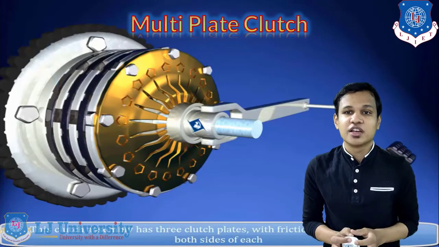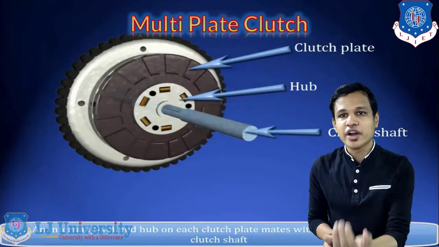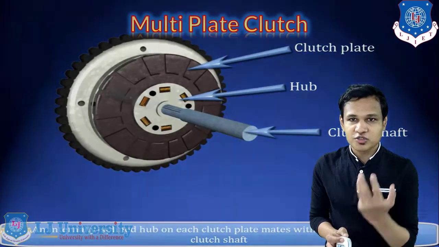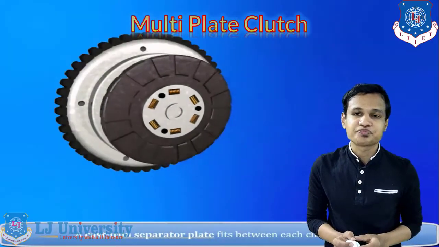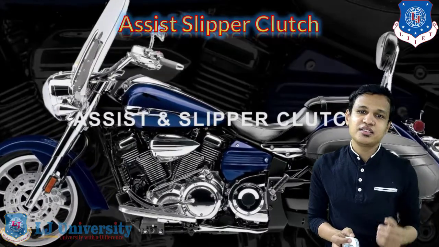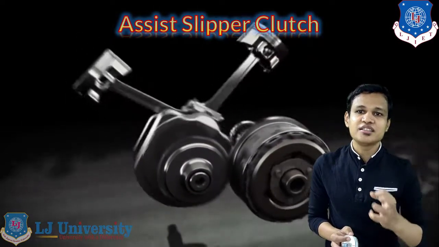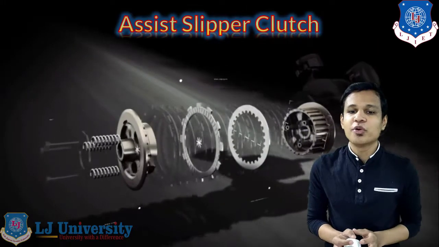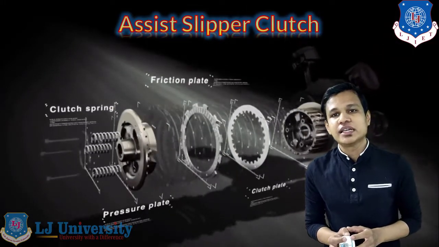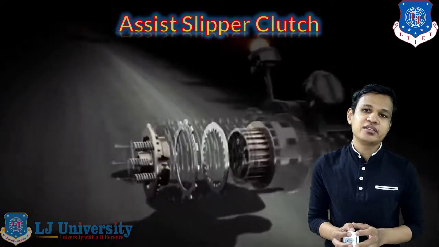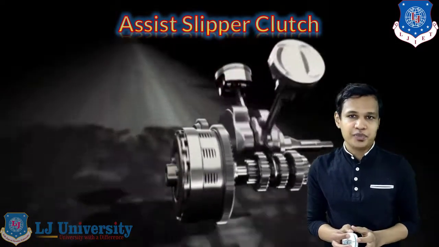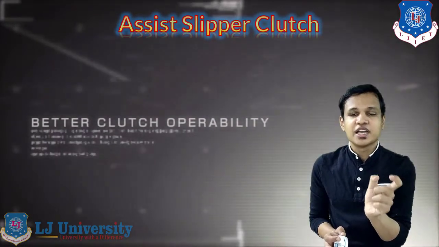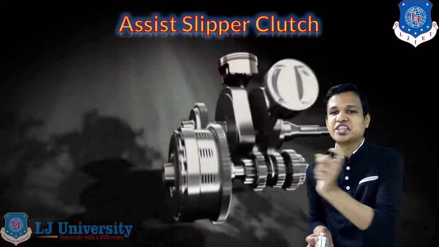Now the third type of clutch, which is an almost modern clutch which we generally use in motorcycles, in sports bikes or higher end motorcycles, is known as the assist and slipper clutch. Now the assist and slipper clutch is a type of multi plate clutch. Only two extra components are attached. One is known as the pressure cam and the second is known as the clutch boss cam. The clutch boss cam is connected towards the clutch plate side and the pressure cam is connected towards the pressure plate side.